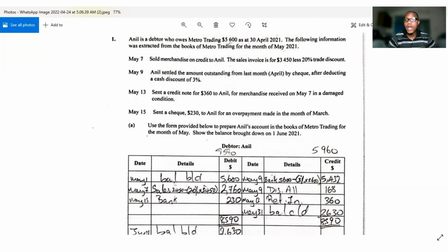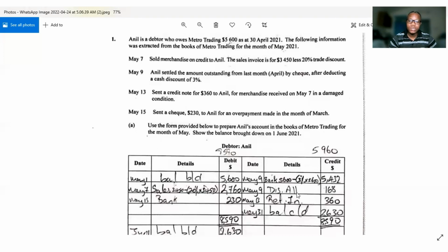Now you may wonder why I recorded this 168, which was the discount, but because it's a cash discount, you have to record the cash discounts. It's not like trade discounts that don't have to be recorded. You have to record the cash discount, and it would be discount allowed, right? Because in the books of Metro Limited, Anil is the debtor, and you are allowing Anil a discount. So you will credit Anil's account, which would signify that it reduces the amount that he owes to Metro Traders Limited, right?